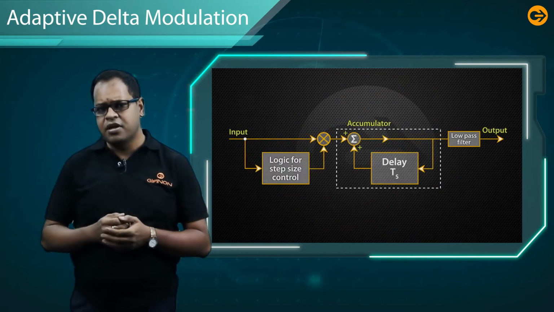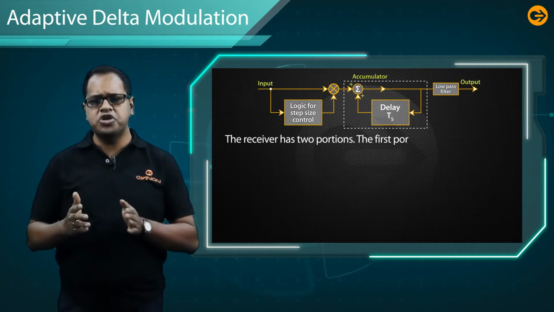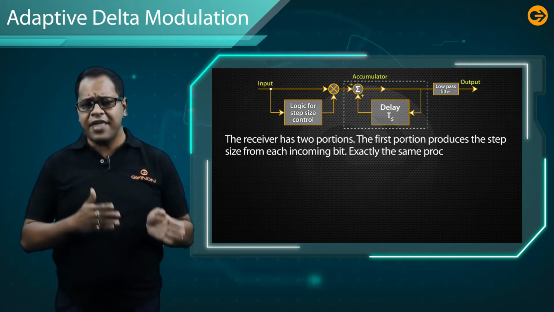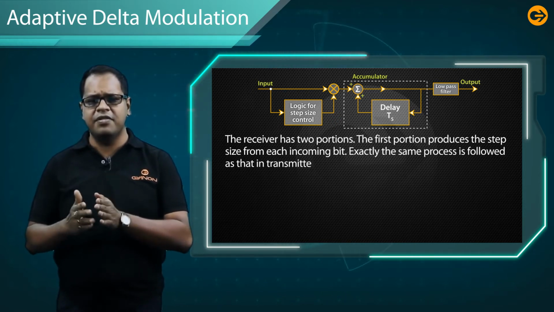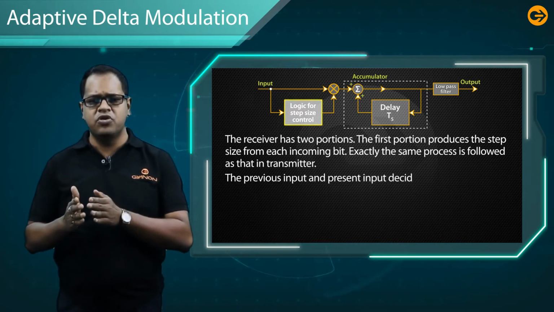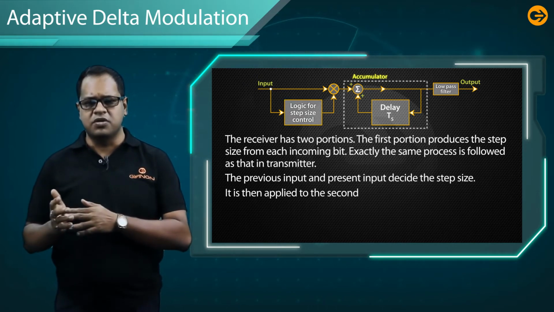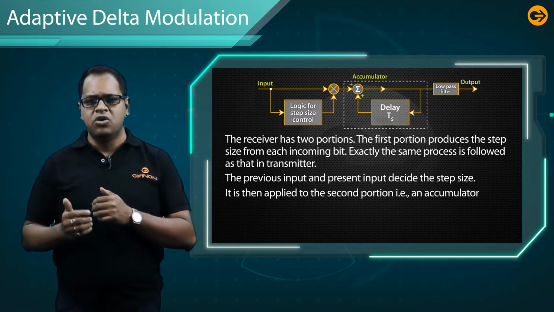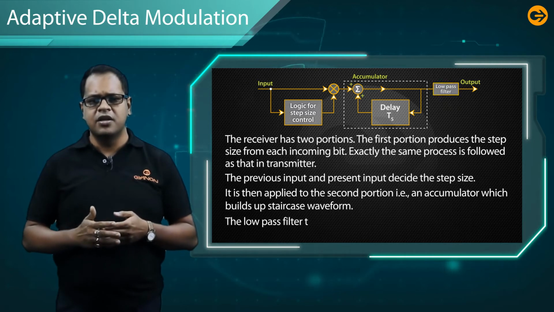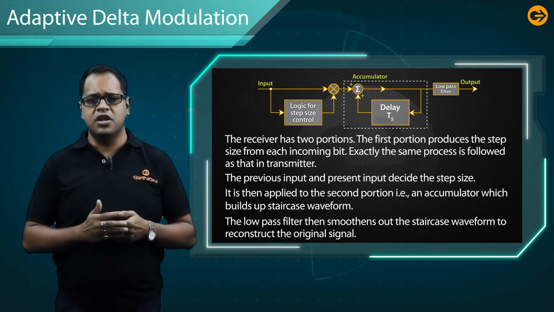Now let us discuss the receiver block. The receiver has two portions. The first portion produces the step size from each incoming bit. Exactly the same process is followed as in the transmitter. The previous input and present input decide the step size. It is then applied to the second portion, that is an accumulator, which builds up the staircase waveform. The low pass filter then smoothens out the staircase waveform to reconstruct the original signal.